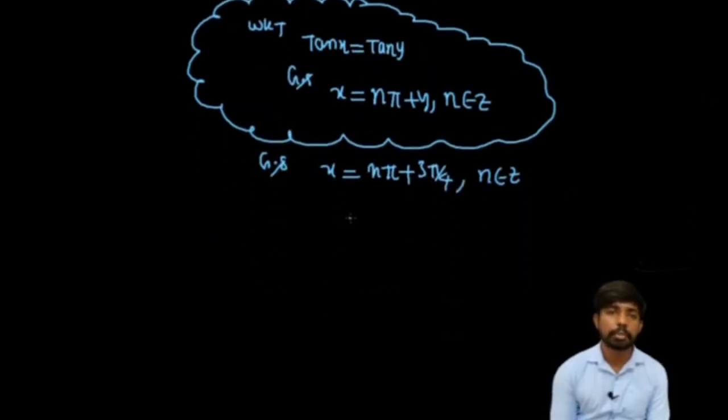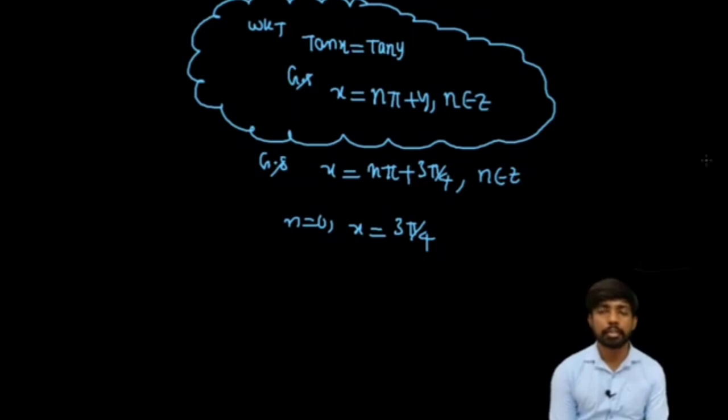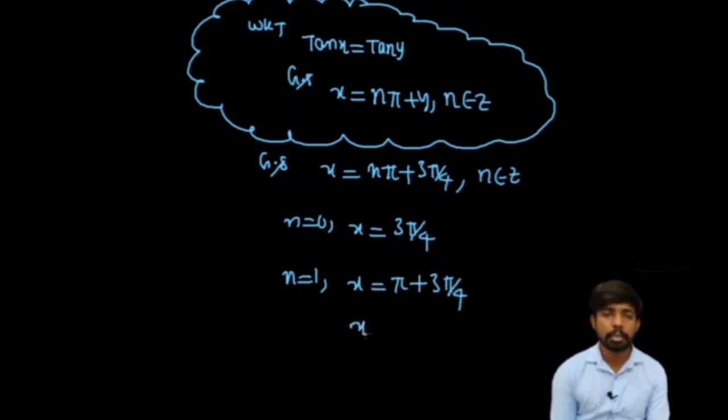So substitute n is equal to 0 first. You will get x is equal to 0 into pi, that is 0, plus 3 pi by 4. You are getting one angle which lies from 0 to 2 pi, right? Next, substitute n is equal to 1. Then x is equal to pi plus 3 pi by 4. Cross multiply: 4 pi plus 3 pi is 7 pi by 4. This lies from 0 to 2 pi, right?